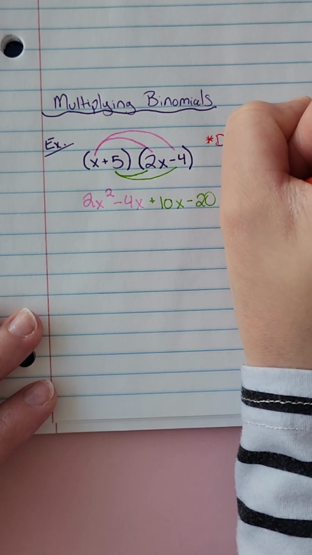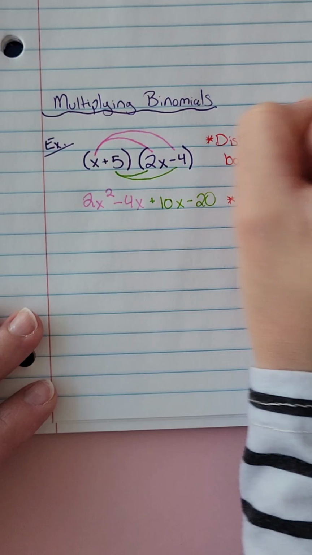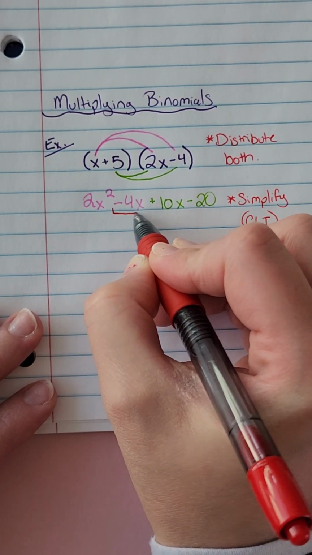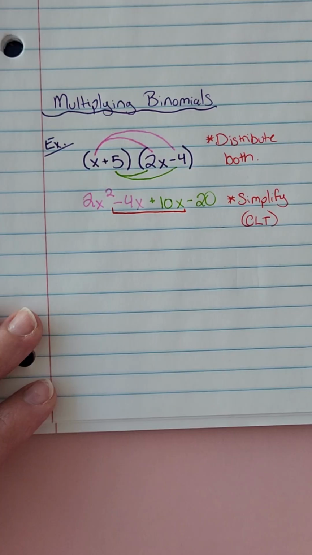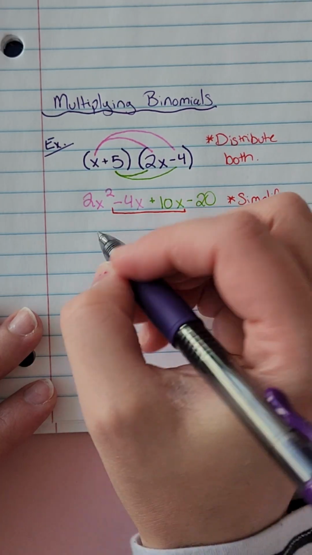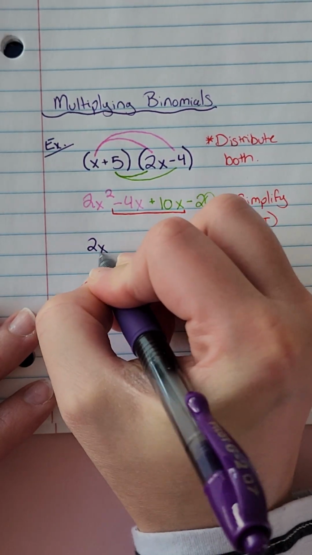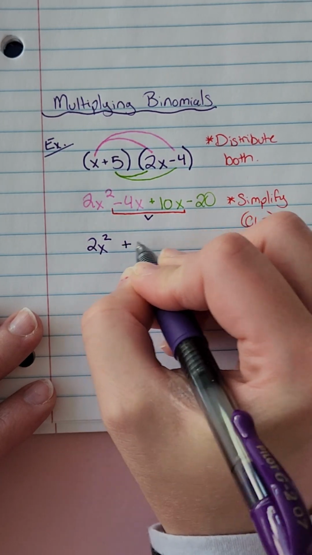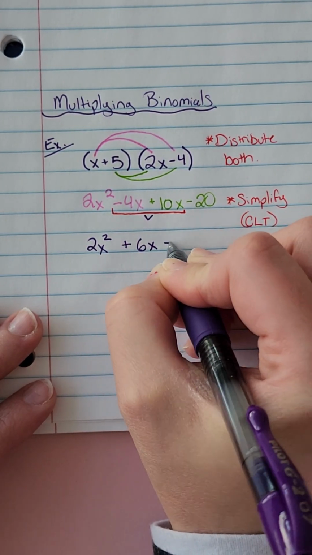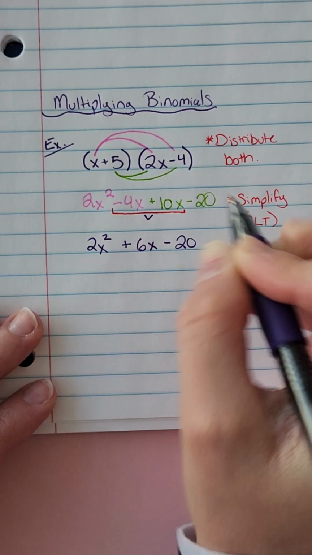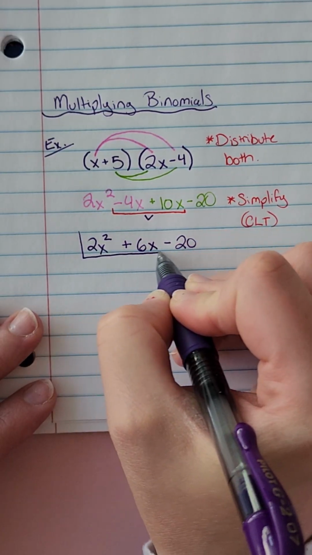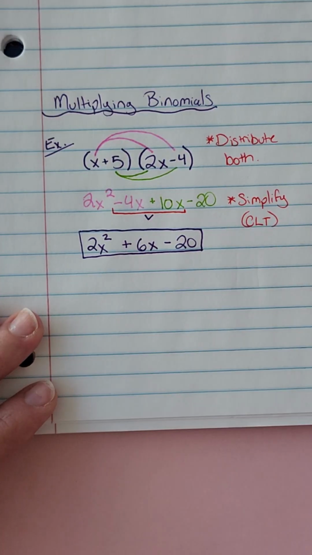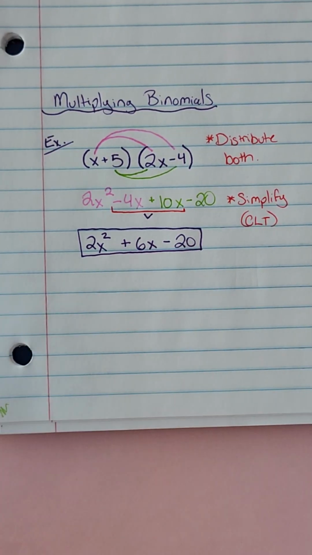which ends up being by combining like terms, which I have done before. We call it CLT. In this case, my like terms are that negative 4x plus 10x there. So my 2x squared stays. This is now a positive 6x minus 20. And this would be my final answer. I can't put anything else together because I have no more like terms. Those have different exponents. So that would be it.